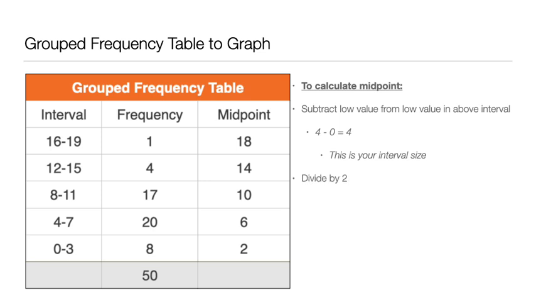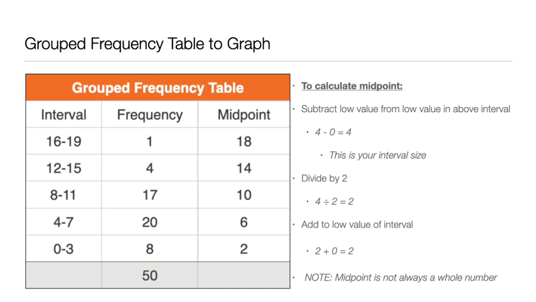Then we're just going to divide that interval size by 2. So 4 divided by 2 is 2, and we'll just add that to the low value of each interval. So we'll take our 0 and we'll add 2 to it. We'll take our 4 and we'll add 2 to it and we get 6. We'll take our 8 and add 2 to it and get 10, our 12 and add 2 to it and get 14, and our 16 and add 2 to it and get 18.